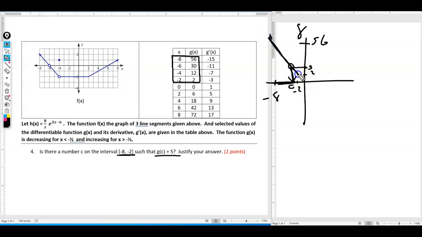Now why? It has to be continuous, right? So let me ask you guys a question. Is g continuous? You can't tell with a table. There could be holes, gaps, or jumps, right? But this is a continuous function. Why? They tell you the function's differentiable. Since the function's differentiable, it is continuous.